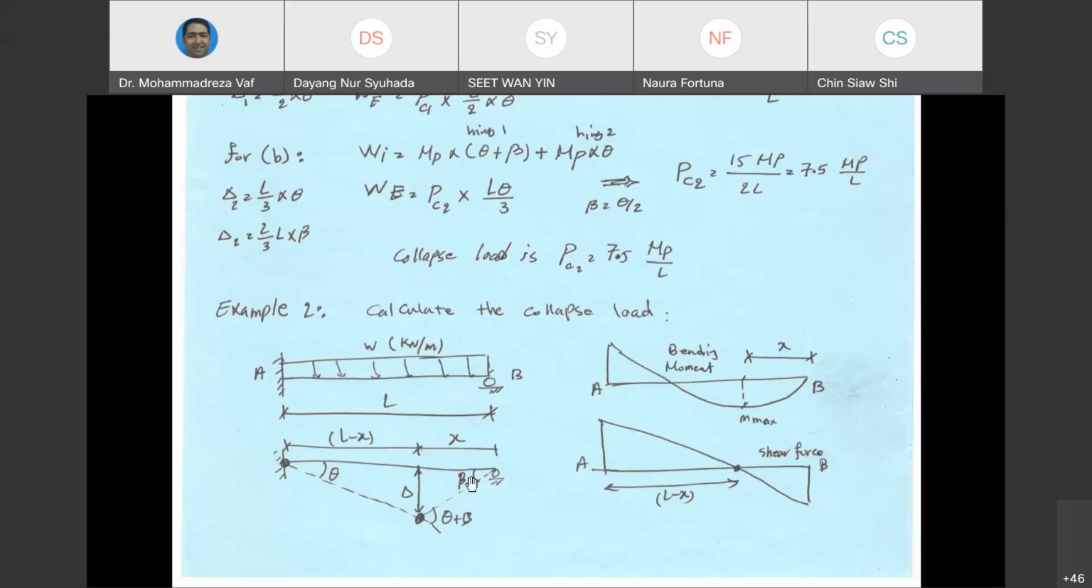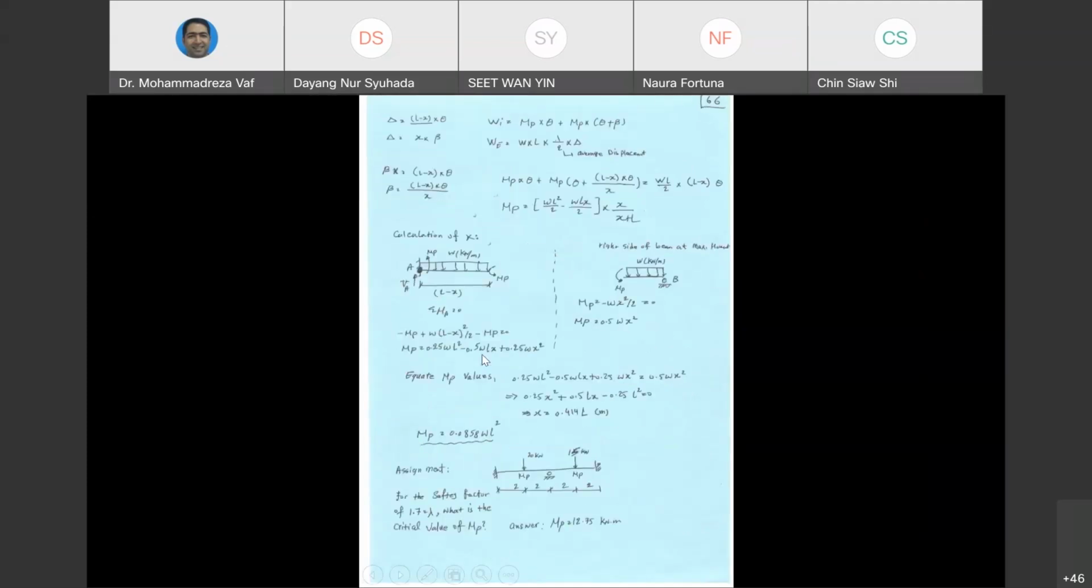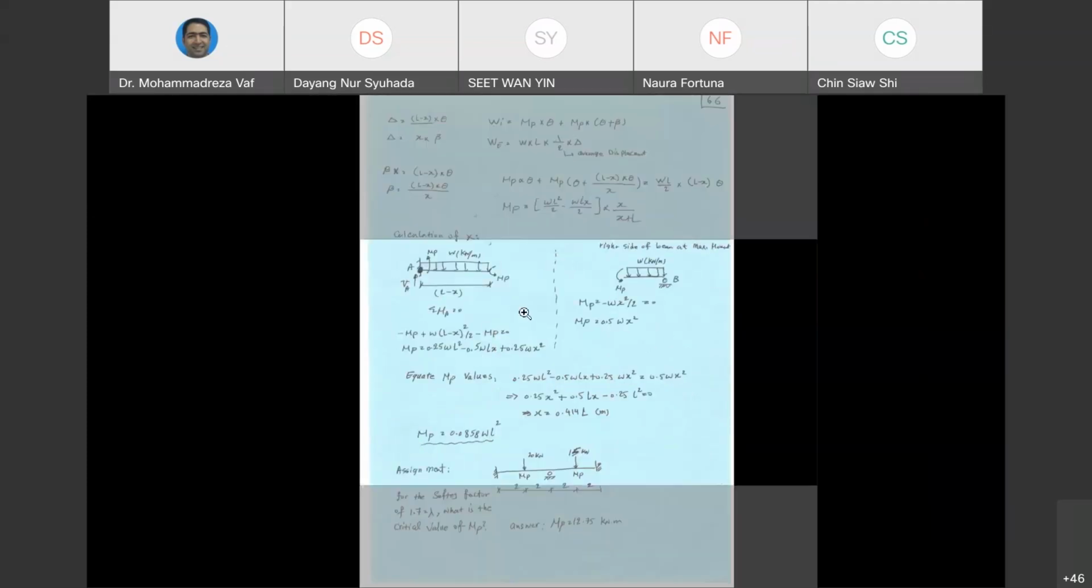So what we are talking about right now, the calculation of X, is at the time of collapse. At the time of collapse, we need to know how much is this distance. In order to do that, we know that at the time of collapse, bending moment here is equal to MP, and bending moment here also is equal to MP. And we can cut our beam at the location of X and look into the left side and right side and write some equations in order to calculate that value.